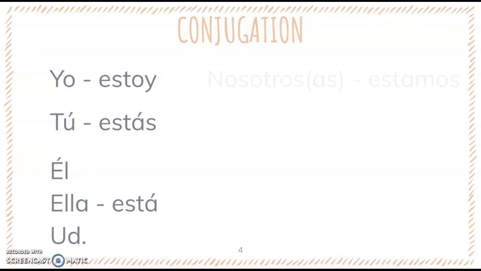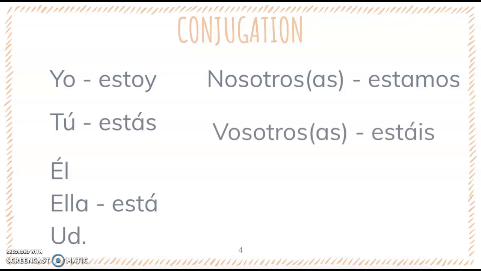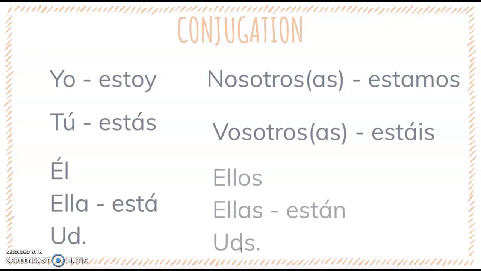Next one we have is our nosotros or nosotras. So our ending here is amos, so it is estamos. For vosotros or vosotras, we're going to have estáis, notice accent on the A. And our last one we have ellos, ellas, ustedes están. Alright, so again, you can notice same ending, but we're adding an accent.